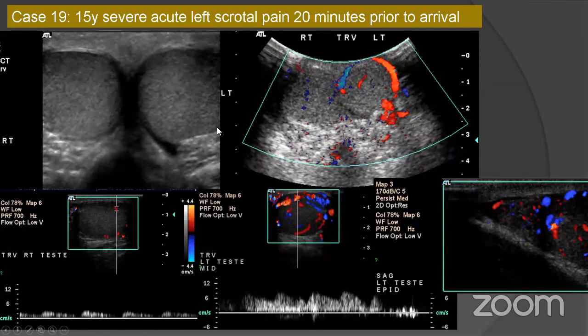Now, this case is a 15-year-old male with severe acute left scrotal pain. And the pain started only 20 minutes prior to arrival. And the pain is on the left side. History: only 20 minutes prior to arrival.